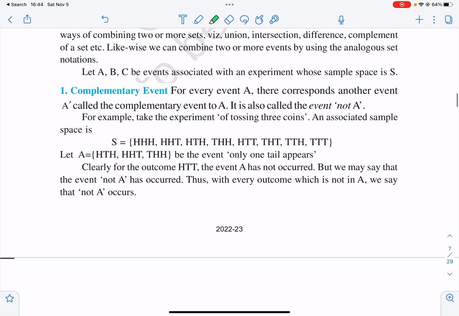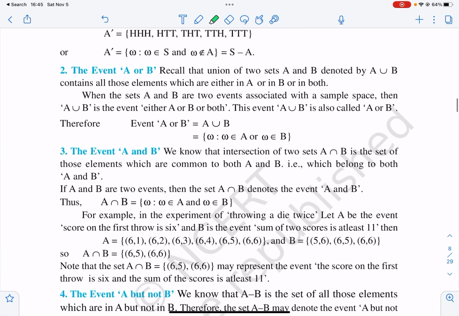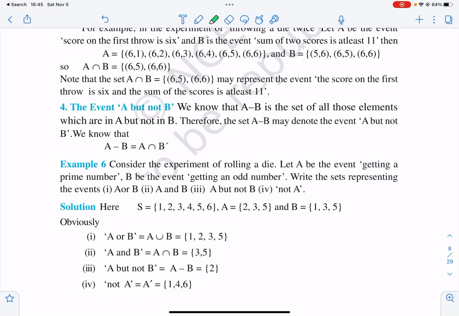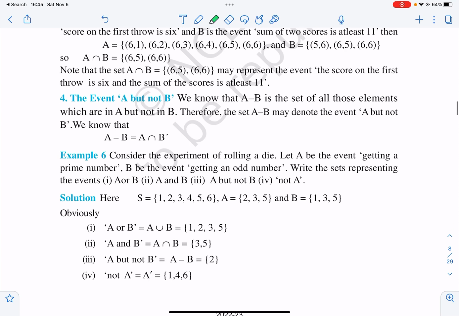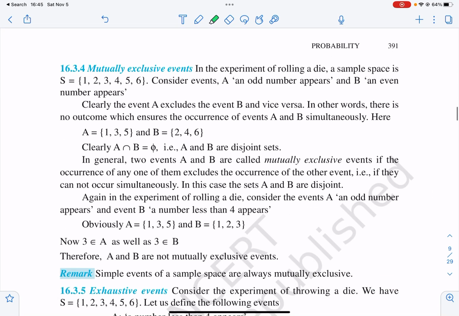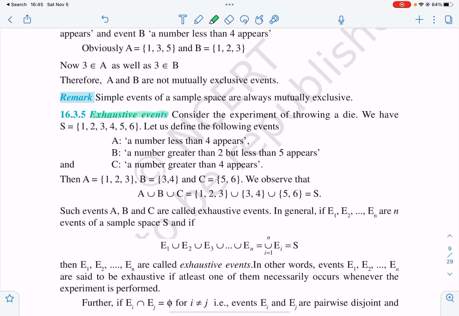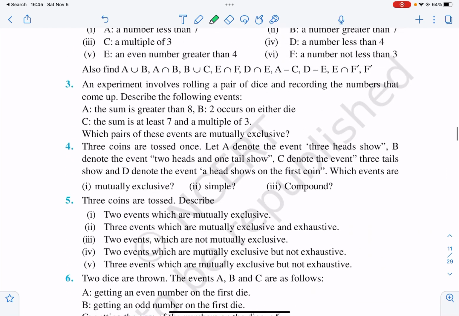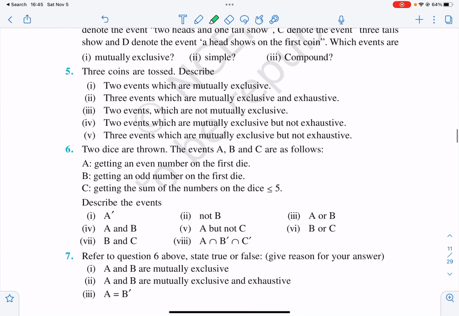We will look at what a complementary event is, what happens if you want to talk about the event A or B, then the event A and B, two events occurring, then the event A occurring but not B occurring. So these are some of the algebraic properties of the events that we will consider. And then there are of course problems that we will solve. Then we will look at the meaning of mutually exclusive events, what exhaustive events are, how you define them and how you represent them. And then that will bring us to the exercise on the events.